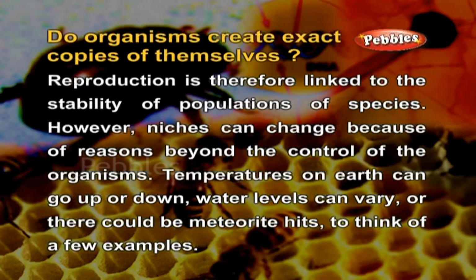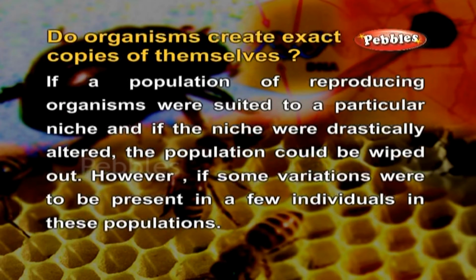However, niches can change because of reasons beyond the control of the organisms. Temperatures on Earth can go up or down, water levels can vary, or there could be meteorite hits, to think of a few examples. If a population of reproducing organisms were suited to a particular niche, and if the niche were drastically altered, the population could be wiped out.